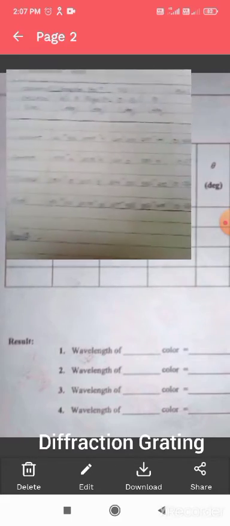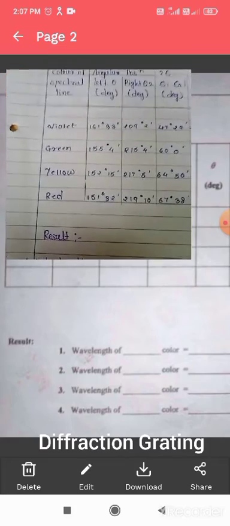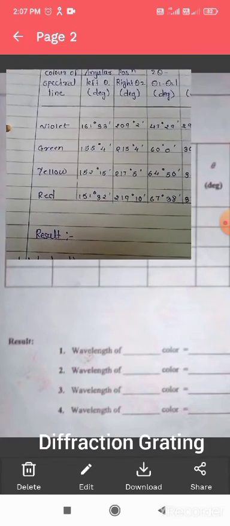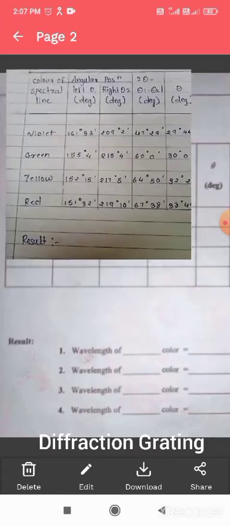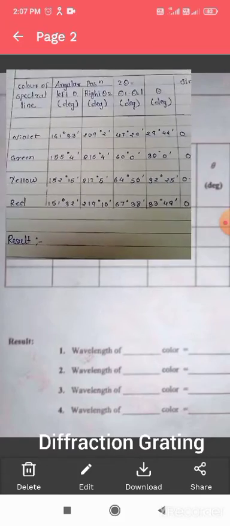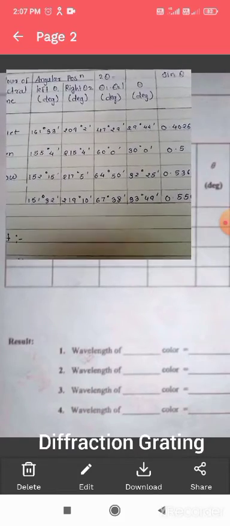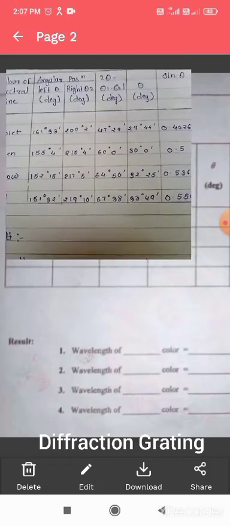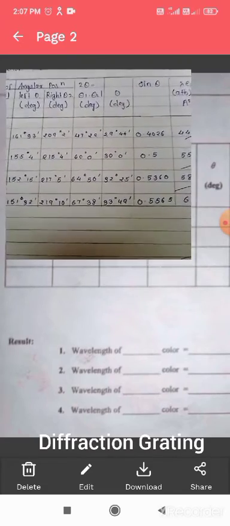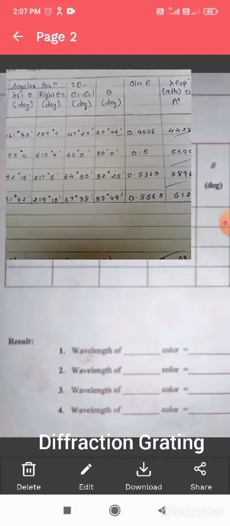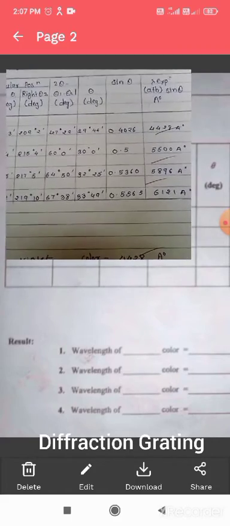Repeat the procedure for yellow color. 152 degree 15 minutes for the left side. Then for theta 2, 217 degree 5 minutes. If we take the difference, it will be 64 degree 50 minutes, divided by 2, so we get 32 degree 25 minutes. Then take the sine of that angle, so we get 0.5360. So after calculation we will get 5896 Angstrom.